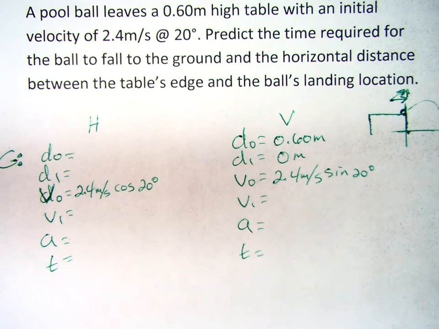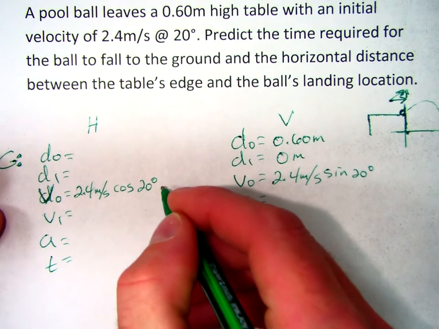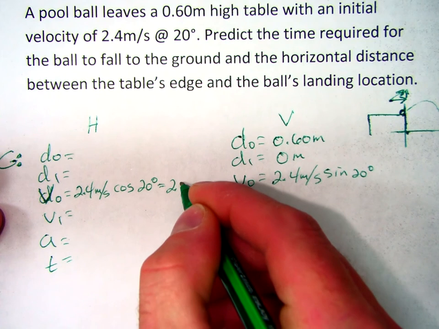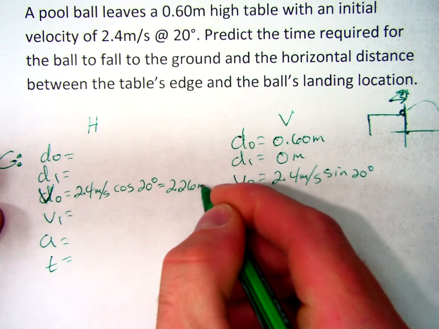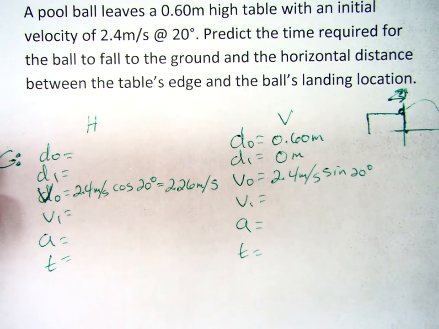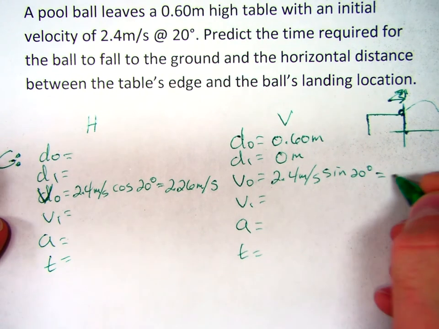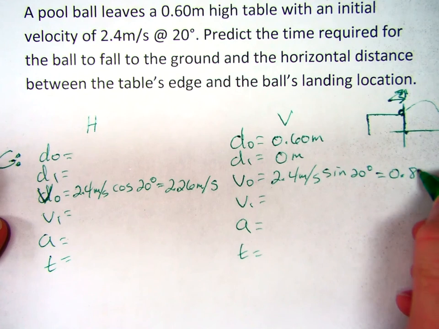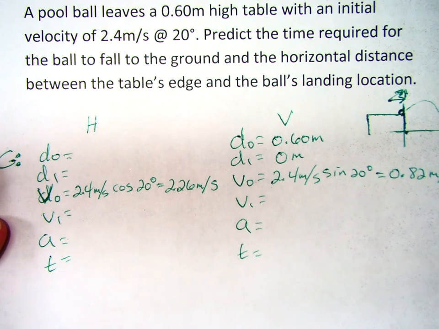2.26 is our initial horizontal velocity. And our initial vertical velocity is going to be 2.4 times the sine of 20 degrees. And I got 0.82 meters per second.